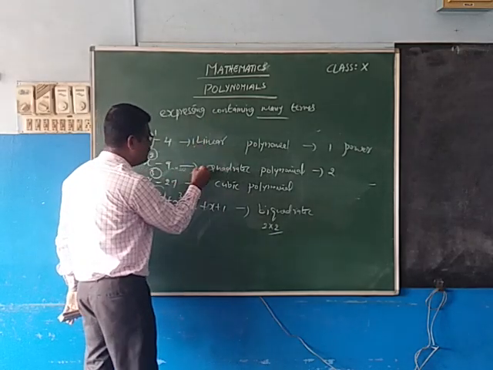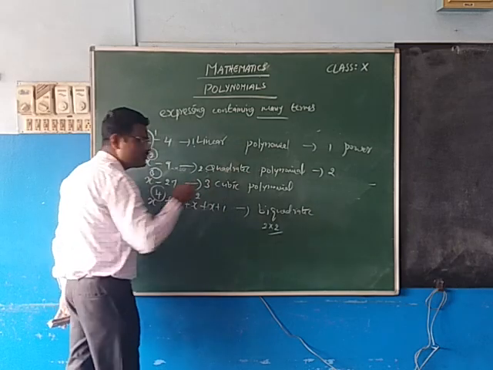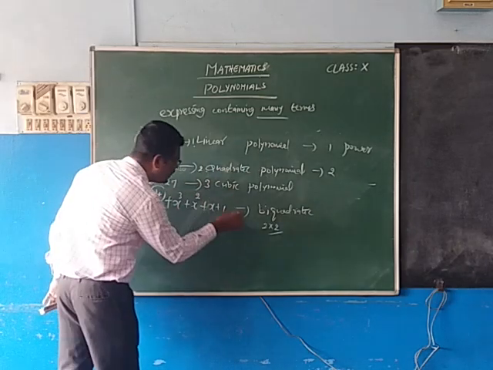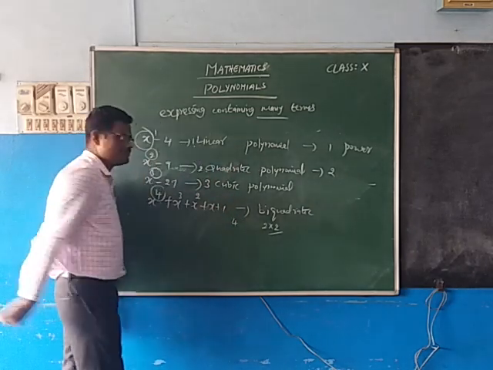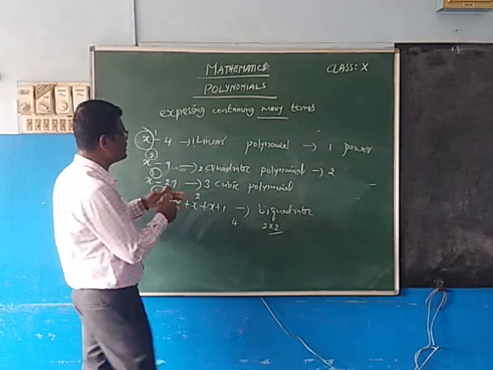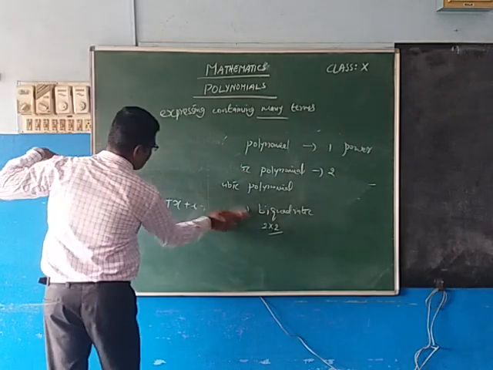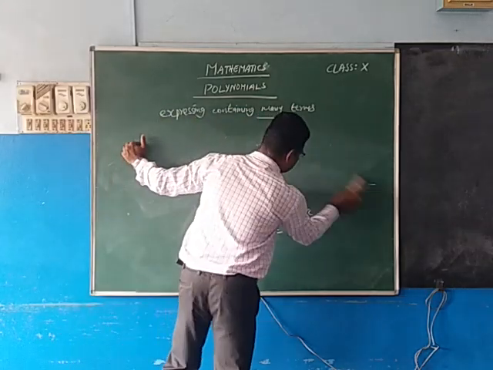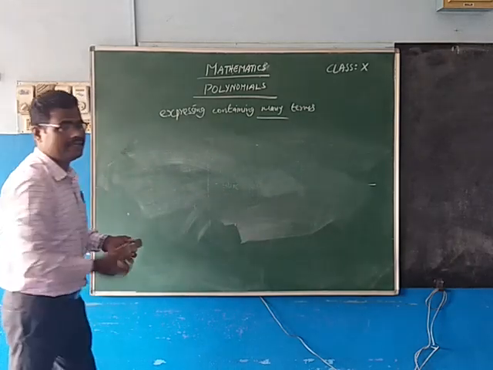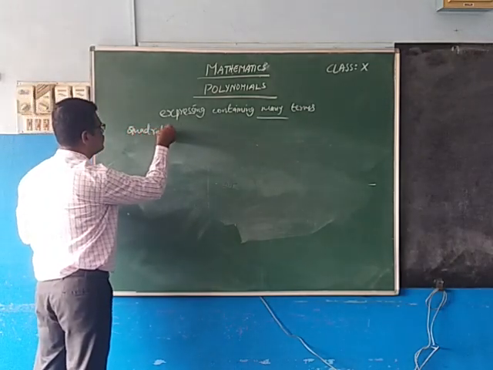The first type is linear, the second type is quadratic, the third type is cubic, and the fourth type is biquadratic polynomial. In this class, mainly we are going to learn quadratic polynomials. So, writing quadratic polynomial.